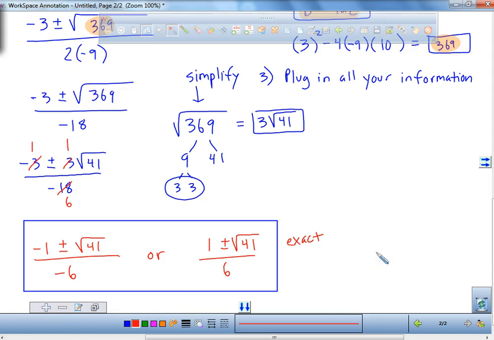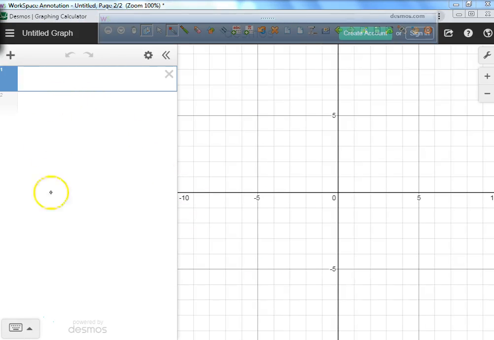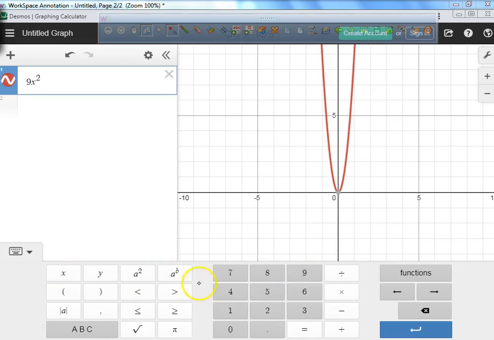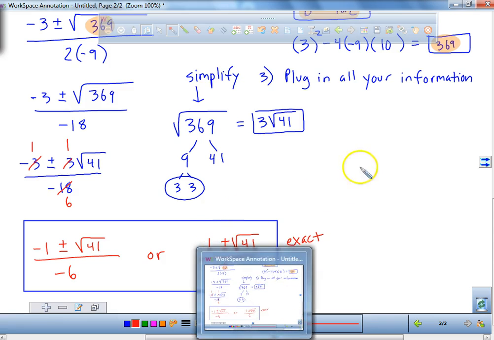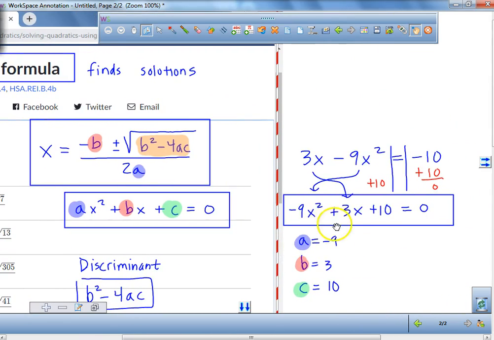All right, some of you might be wondering, well, how do I check this? How do I make sure that I'm doing this correctly? Okay, so I'm going to go to Desmos, and we're going to type in our answers right here. What was the original equation? Is it 9x squared? Is that correct? I'll go back up and take a look at our original equation. Well, it was 3. Oh, hold on. Negative 9x squared plus 3x plus 10.